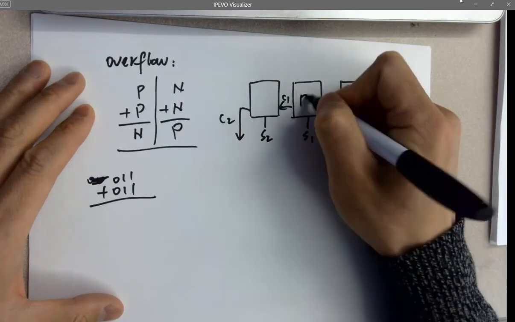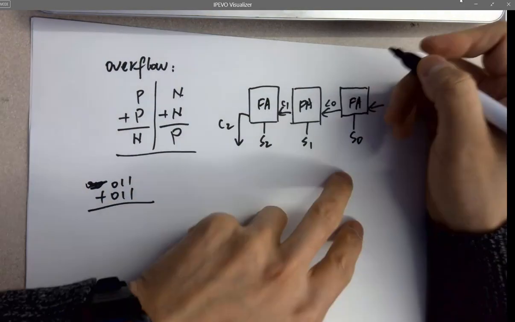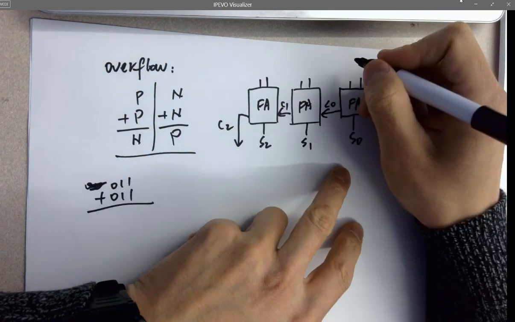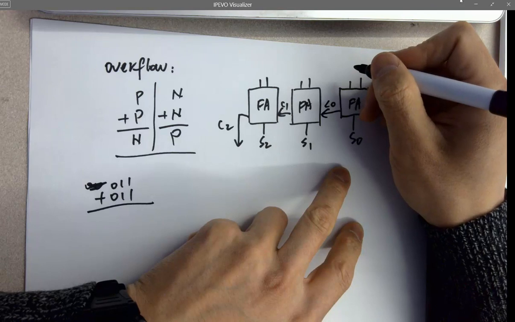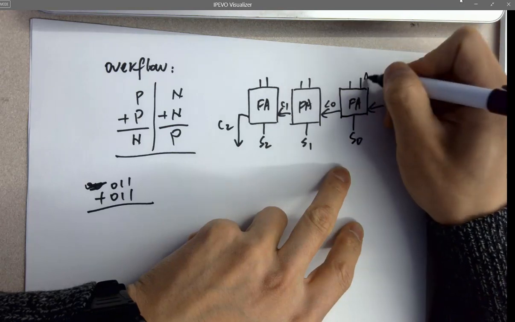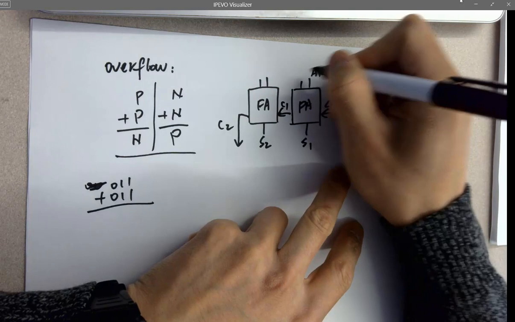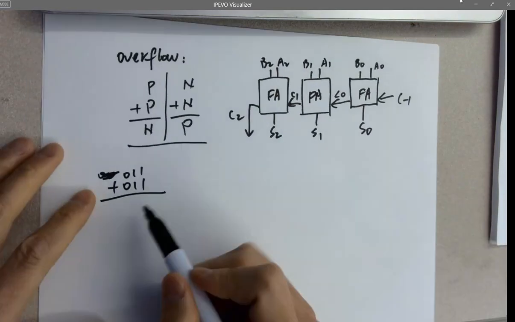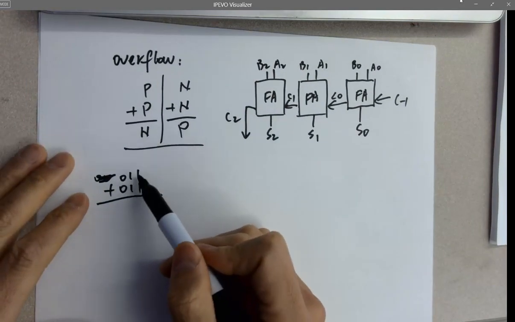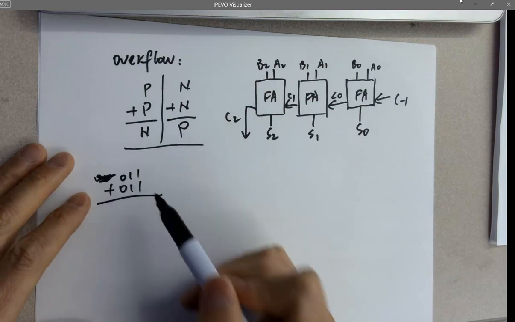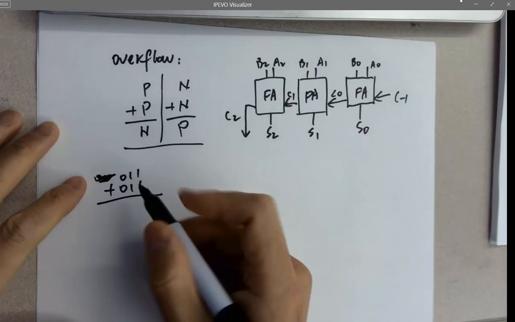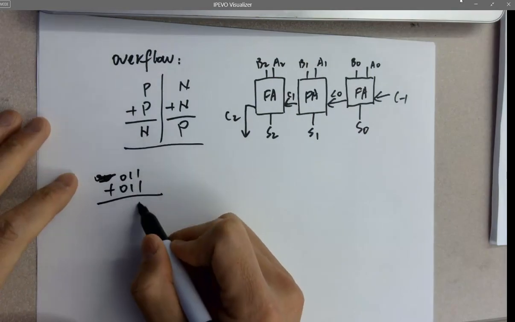These are A0, B0, A1, B1, A2, B2. So the two 3-bit binary numbers are being added together. There's no carry in, there's no C minus 1 for these two numbers. We're not using C minus 1 for now. It's just 0. So if you have 1 plus 1 equals 0, there will be a carry.